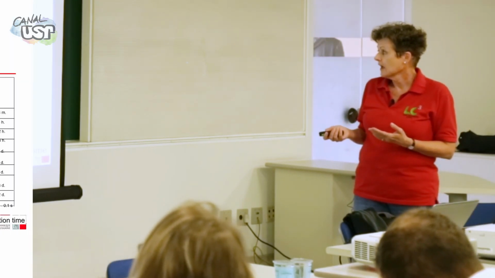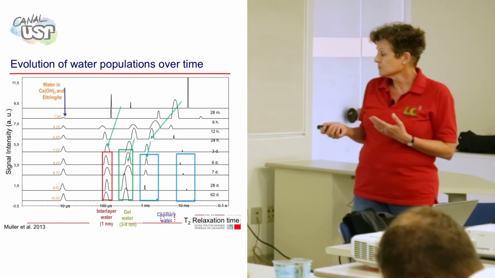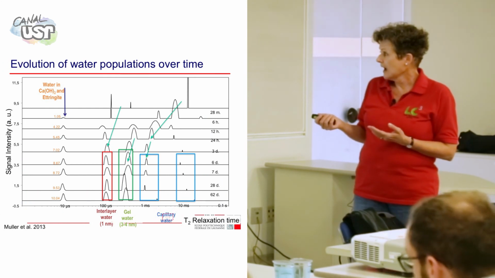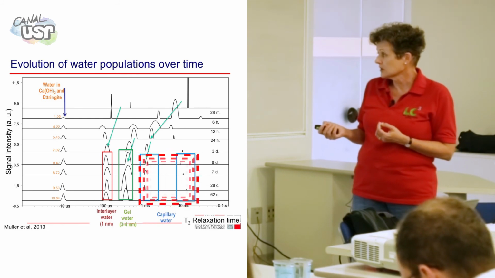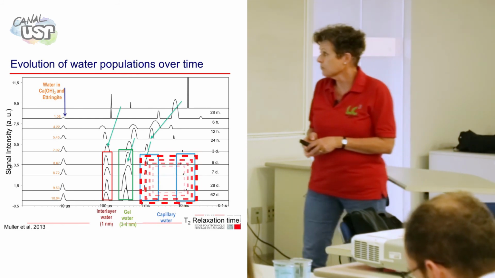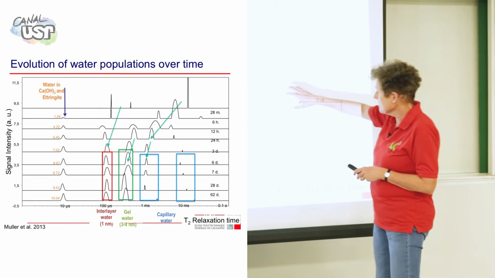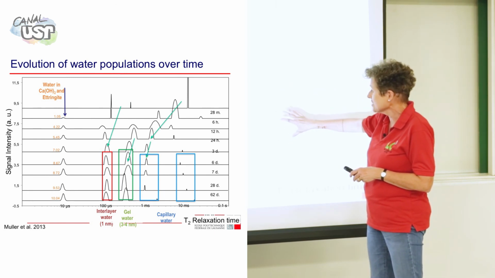And then this next population here is the gel water. And we see it's got a characteristic size. And then finally, we come to the capillary water. And usually we see there are 2 populations of capillary water. What's also very important is that the amount of water in the capillaries is actually very small.